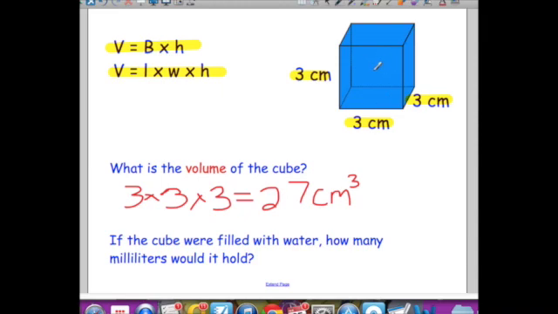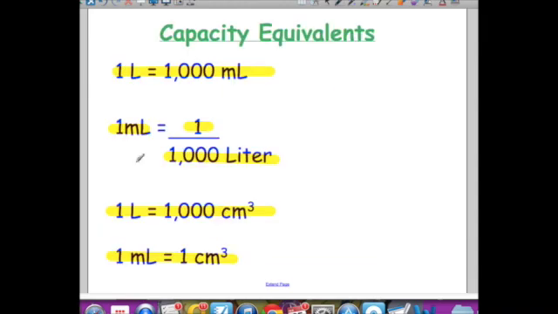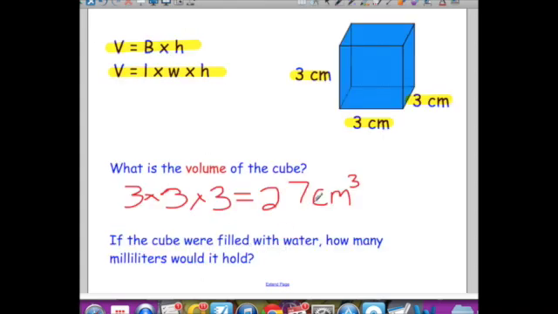So we're saying this cube up here would hold 27 of those little yellow cubes, because we'd fit 3 along this way, 3 this way, and 3 deep. So if that's the case, if we had to do eyedroppers, how many eyedroppers would it fill? Well, if we look back to our conversions, we can remember that 1 milliliter equals 1 centimeter cubed. So if it takes 27 centimeters cubed, it's also going to be 27 milliliters.